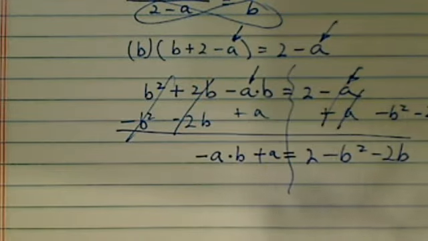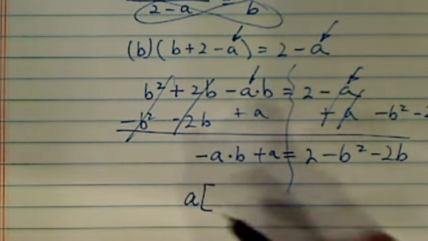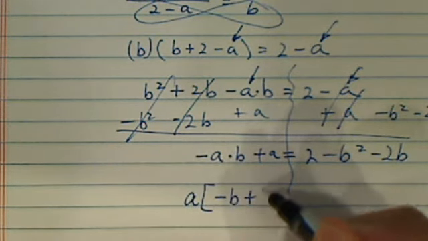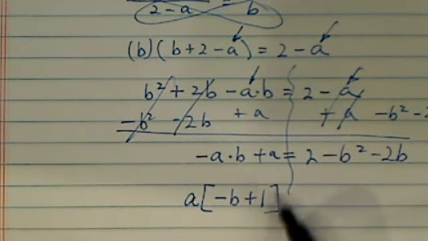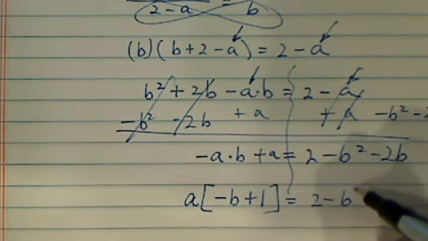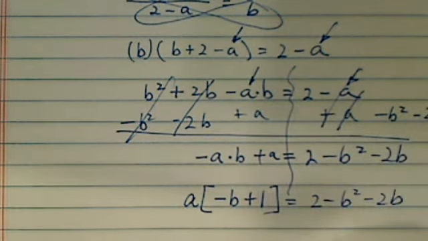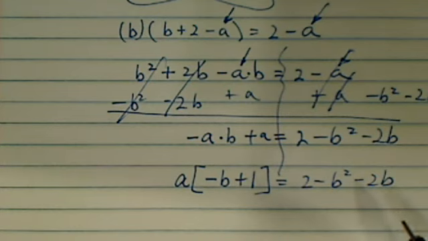Okay. Since I'm solving for A, I'm going to pull the A out so I can divide by minus B plus 1 over here. Now notice this has to be a 1. Okay, A over A is not 0, it's 1. A times that is equal to 2 minus B squared minus 2B. We don't know what B is, but since we're not solving for B, we're going to pretend that B is a constant over here.